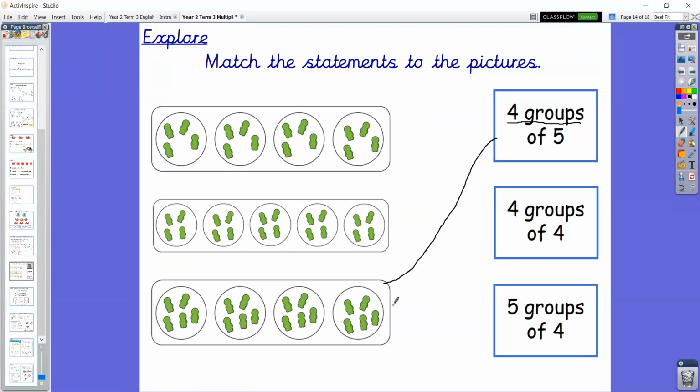I wonder if you could pause the video here and have a discussion with your adult at home around which statements match which pictures.